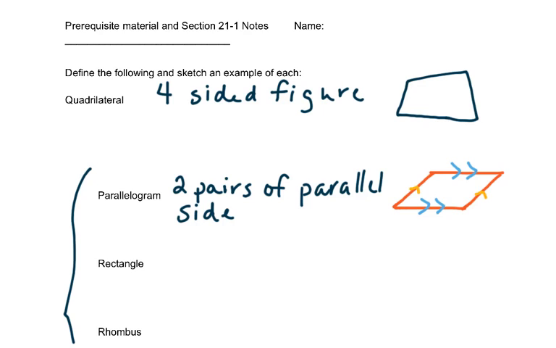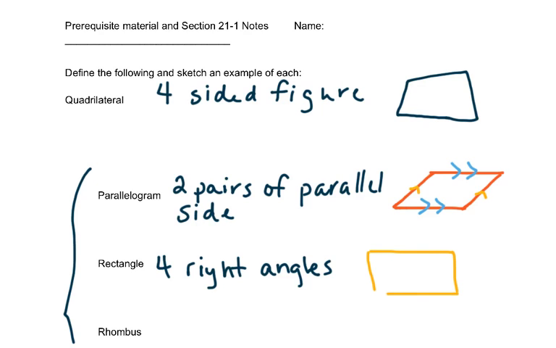The next definition is a rectangle, and you might think that you understand the definition, but it's actually probably different than what you think. The definition of a rectangle is a quadrilateral with four right angles. It has four right angles. That's the only requirement for a rectangle. And if we draw one of those, you know that we show right angles with the little boxes in the corners. So anything with four right angles is a rectangle.